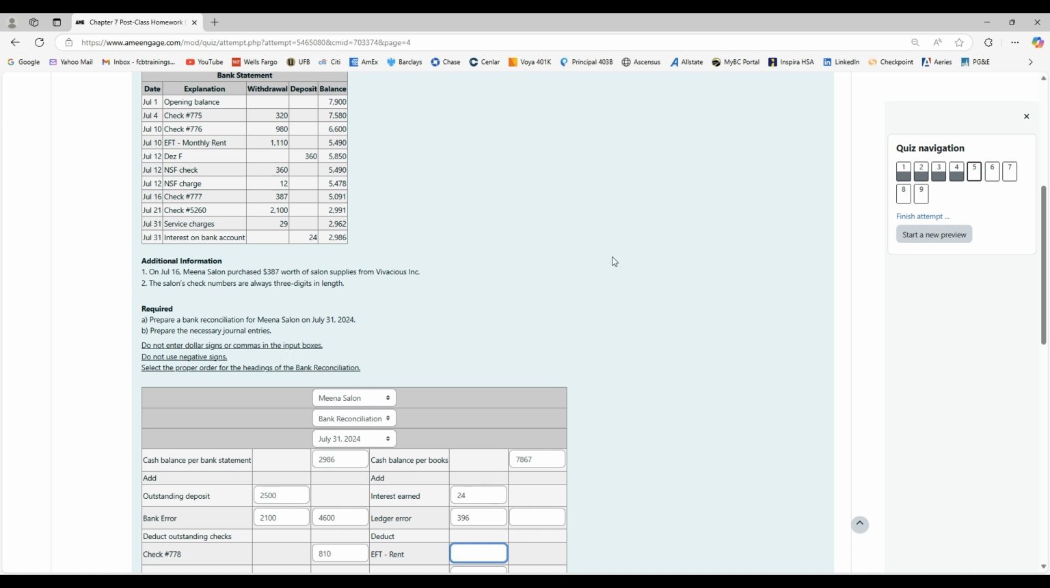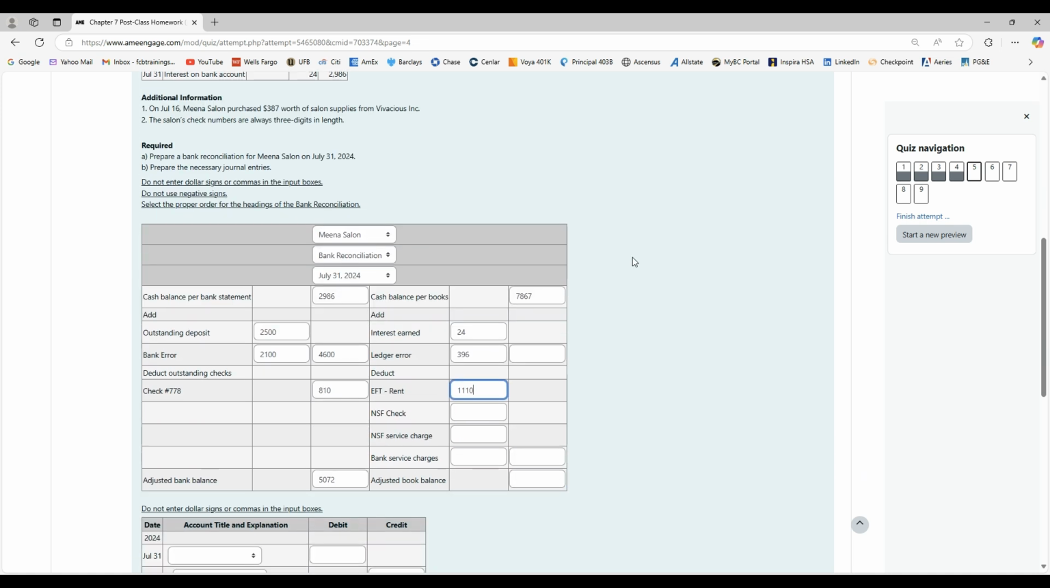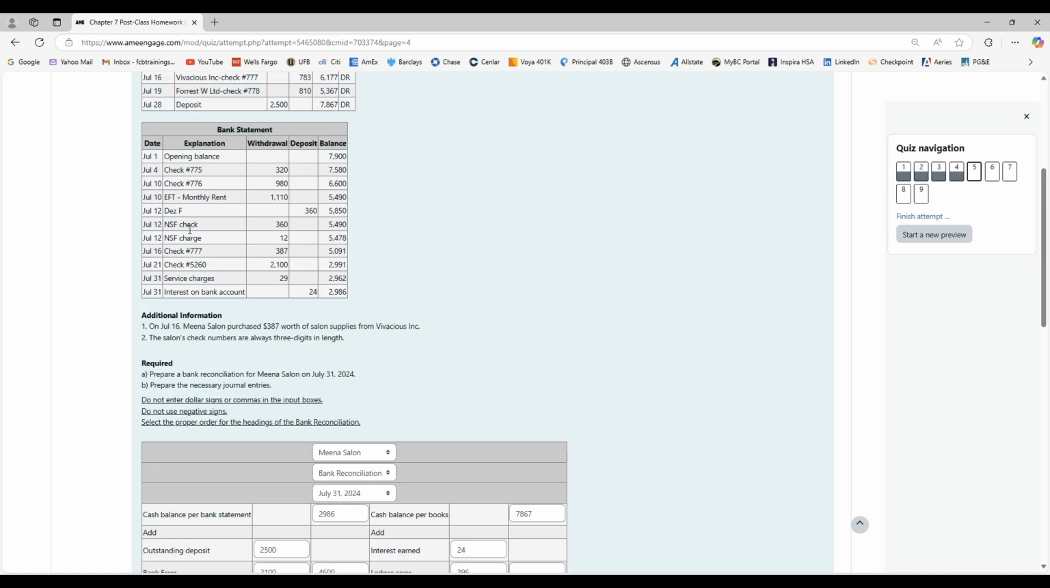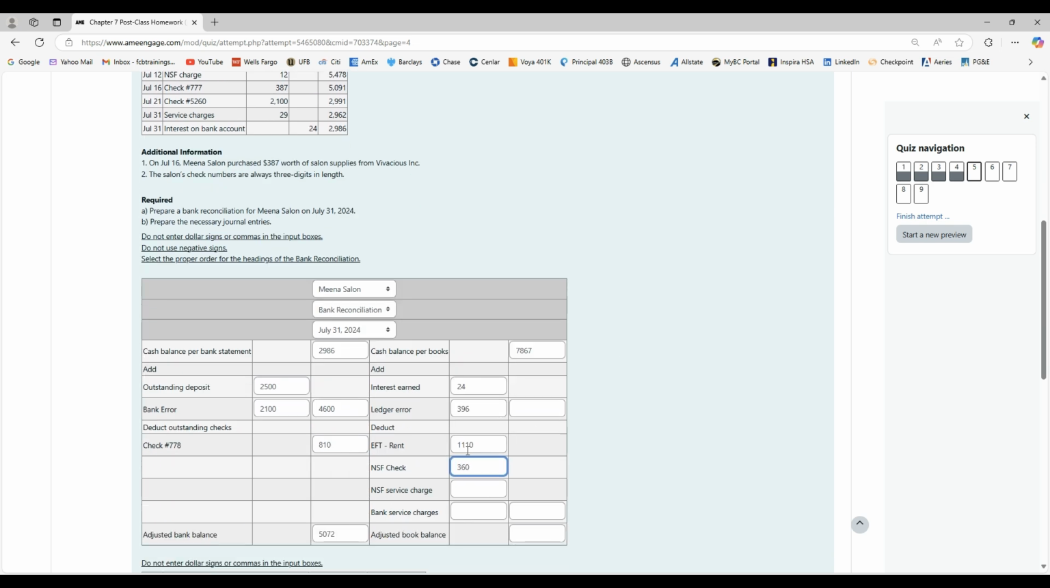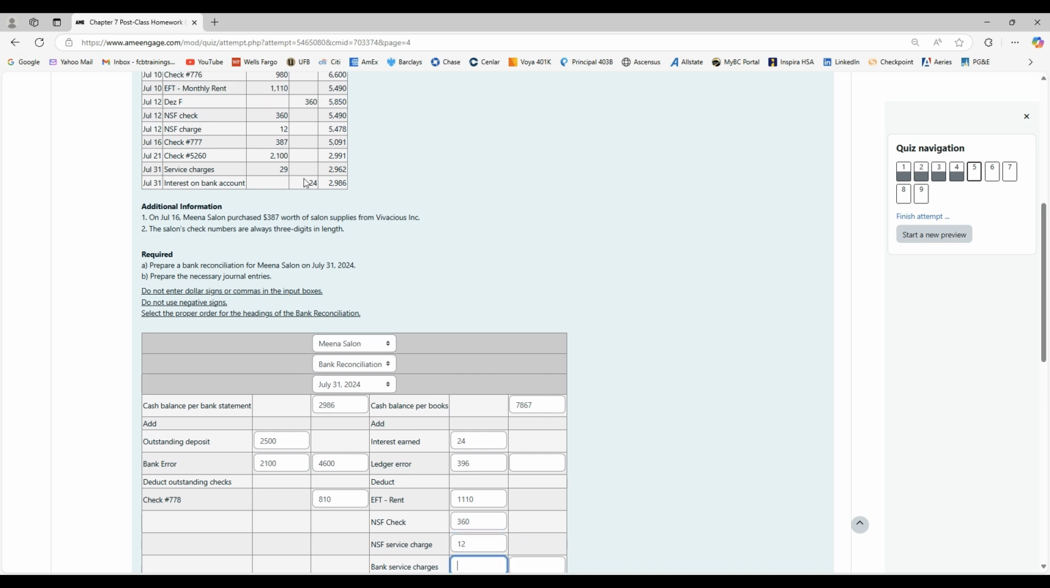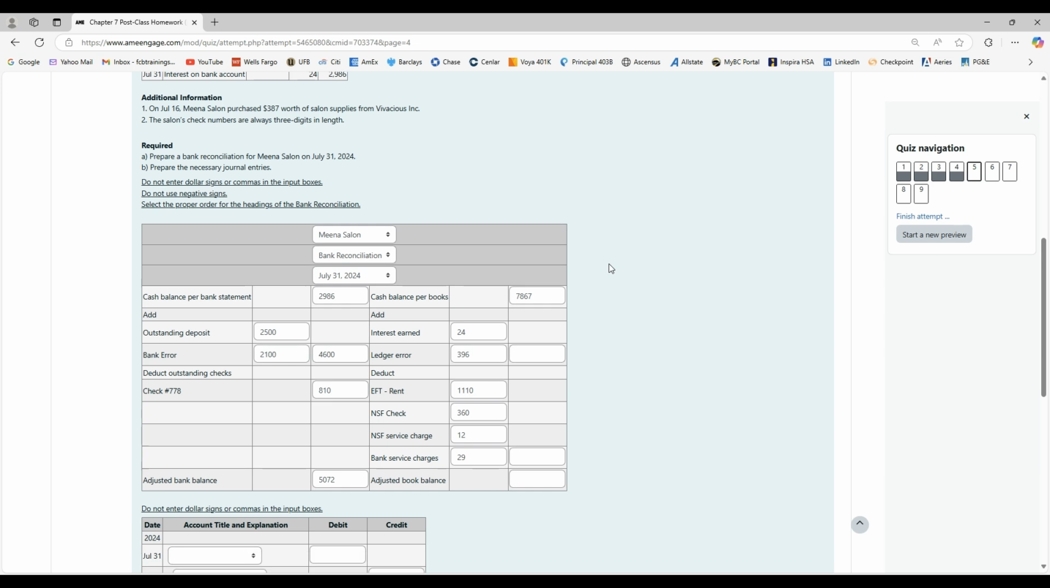EFT, so a rent payment just automatically deducted. There's an NSF check here for 360. They charged us $12 because of that, and then the bank service charge is $29. Okay, now we just need to add everything together. Add and subtract, I guess I should say. So I got 6,776.